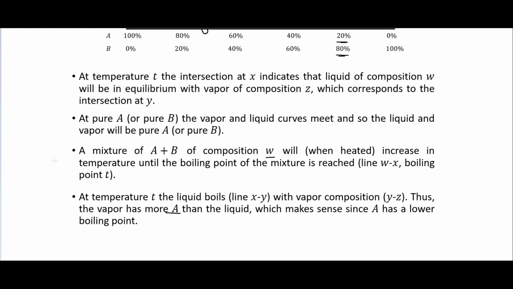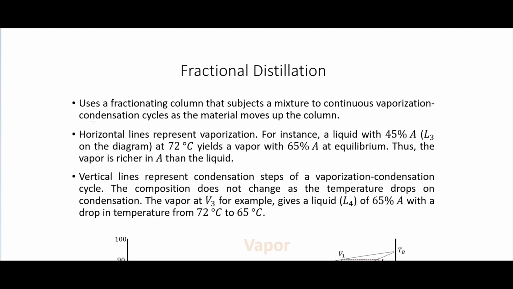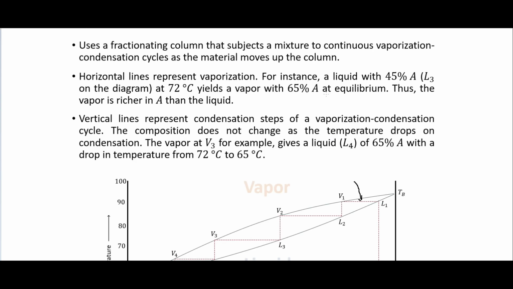And so if we have two substances with very similar boiling points, then we want to use fractional distillation. This uses a fractionating column that subjects a mixture to continuous vaporization-condensation cycles as the material moves through the column. Horizontal lines on here, so that would be something like this line right there, represent vaporization.